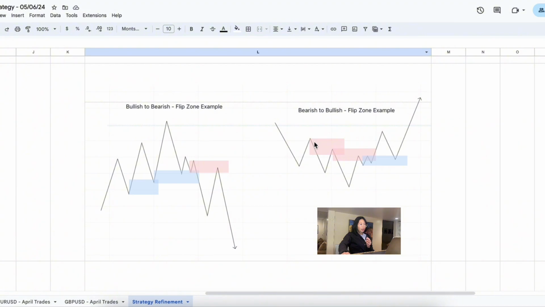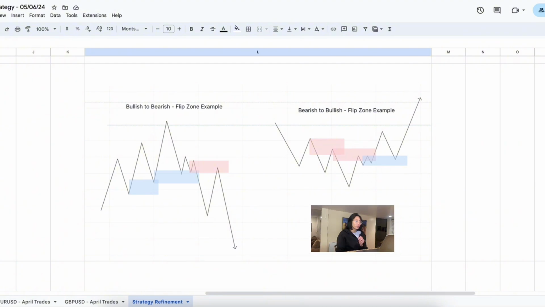Price is originally bearish with lower highs and lower lows. We come up to this supply zone. We have some kind of reaction. And then we break past the supply zone. And so once it breaks past the supply zone, we want to look for the move that caused that break of the supply zone, which is this one. And so this will be our flip zone where we would be looking to enter a trade.